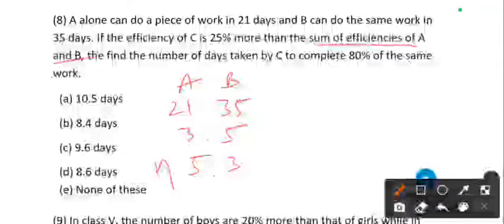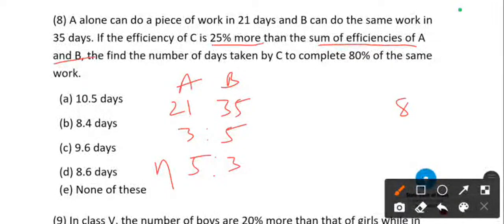This is the efficiencies of A and B. The sum of these two will be 8, and it says that 25% more is C's efficiency. 25% more means 1/4 more, means 5 by 4. This will be 10. So the efficiency of C will be 10.